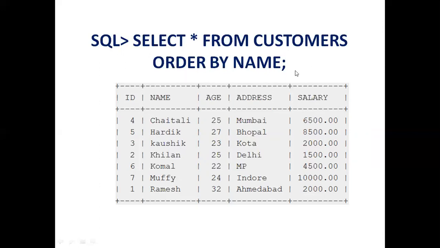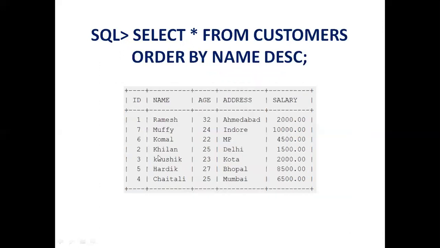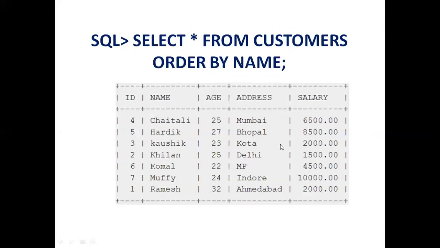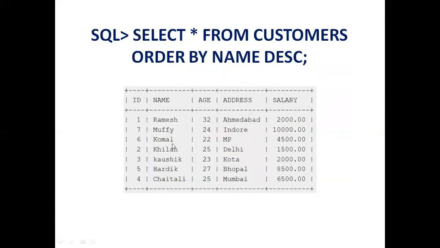I did not specify anything here, ascending or descending. By default it is ascending order. I want to display all the records in ascending order using the name column. So look here, all the names are displayed in ascending order. Now if you want to specify the same thing in descending order, then you have to specify DESC. DESC means descending. Select star from customers, order by name DESC. So all the names are displayed in descending order.